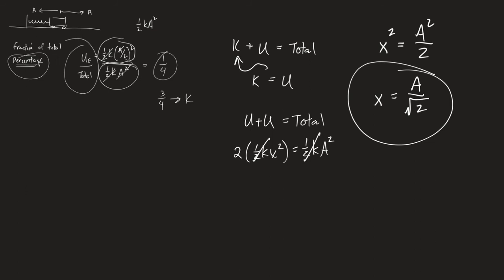But again, what they told me is that where is it when the kinetic energy equals the potential energy? So I used that. I remembered that the total amount of energy is always the sum of the kinetic and the potential. So I used that, and I did substitution. I don't think it's obvious. I think this is tough.